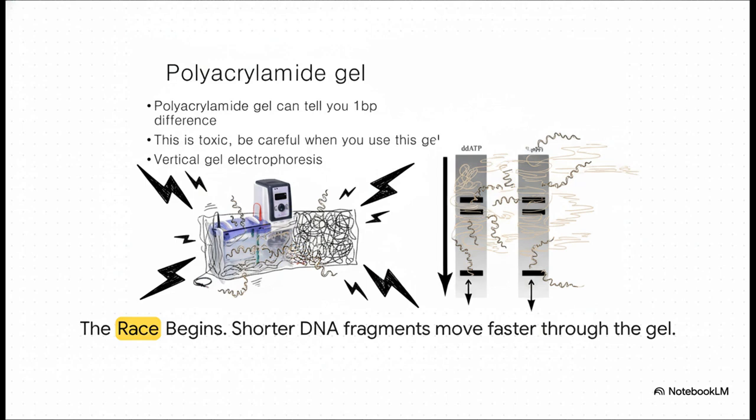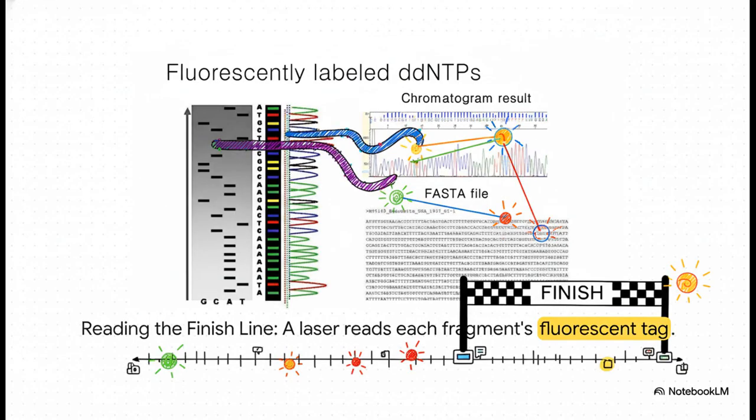All those fragments get loaded into this gel, which is kind of like a dense molecular obstacle course. Then an electric current pulls them through. And just like any race, the little guys, the shorter fragments, can zip through that mesh way faster than the big, clumsy long ones. And here we are at the finish line.